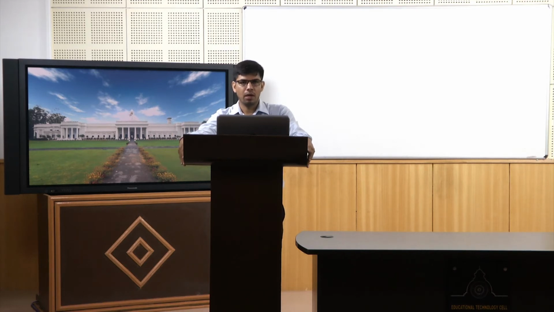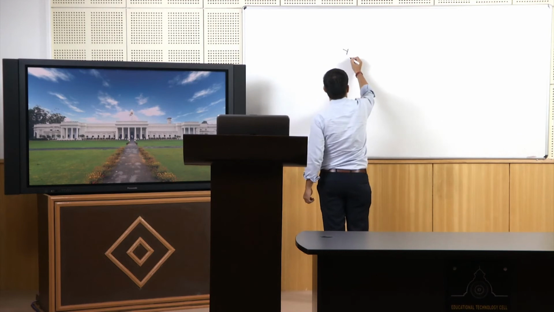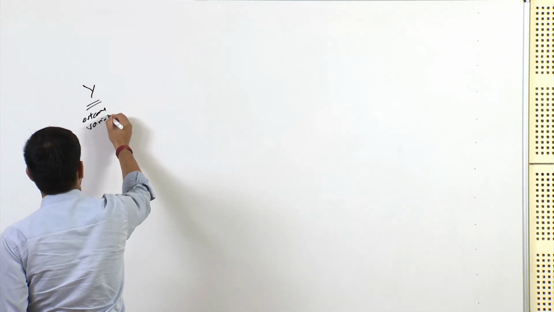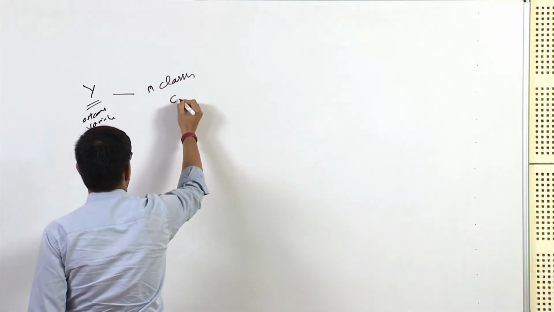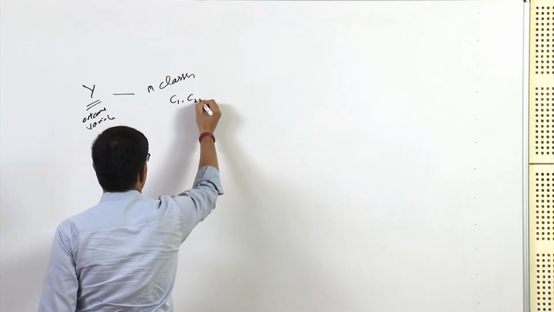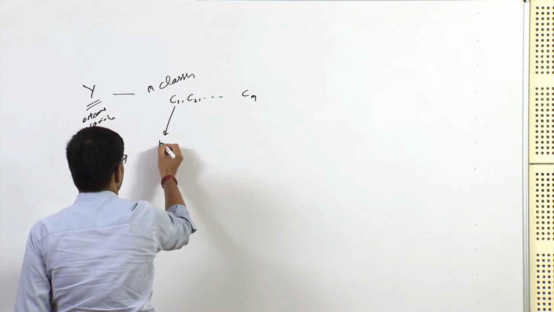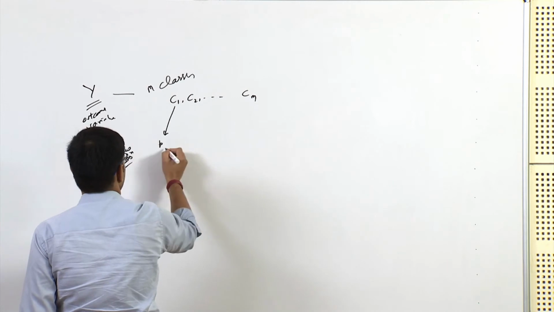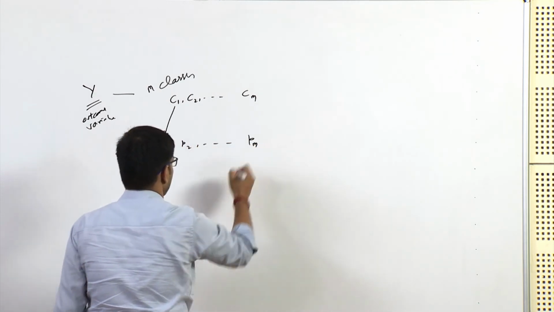So, if there are m classes in the outcome variable, C1 to Cm, once we have computed the probability values for that new observation, P1, P2 and so on, for all these classes.